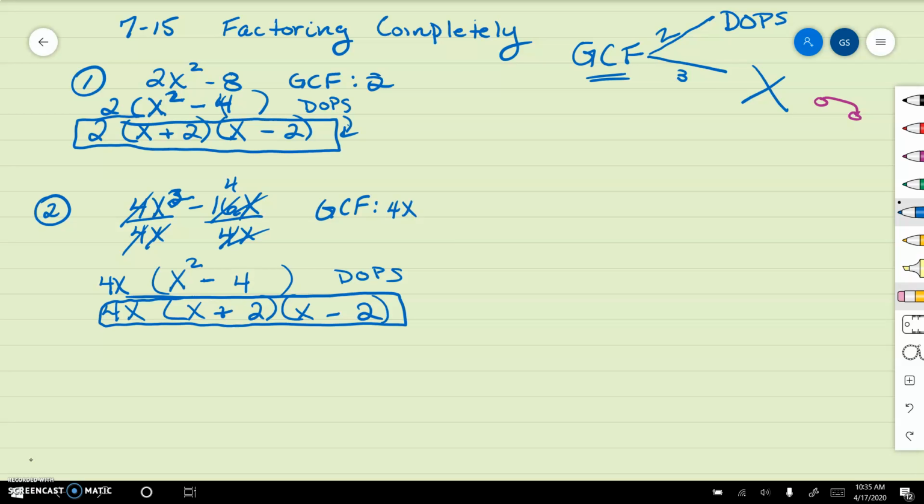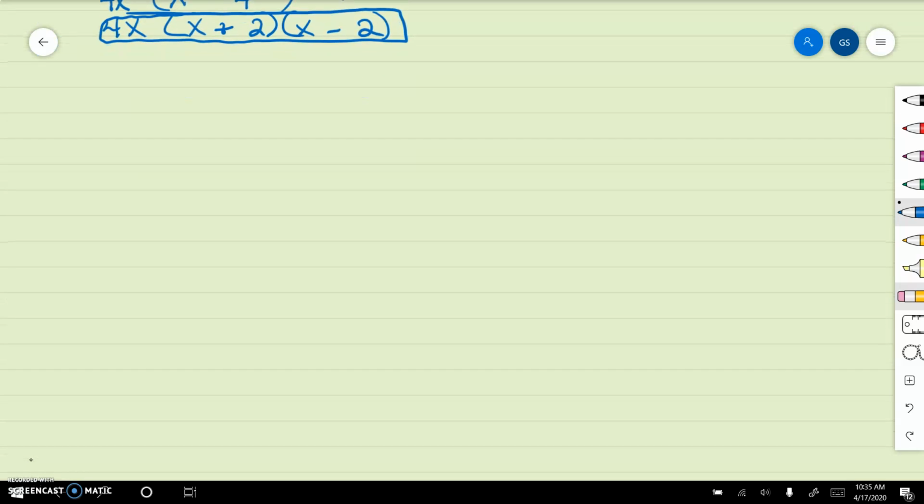Okay, it's not too bad. Gets a little worse, but it's not too bad. Okay, next one, number 3. I'm just going to move this down. Number 3 is 4x squared minus 4x minus 48.